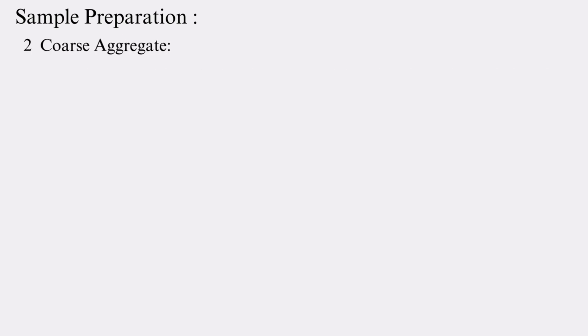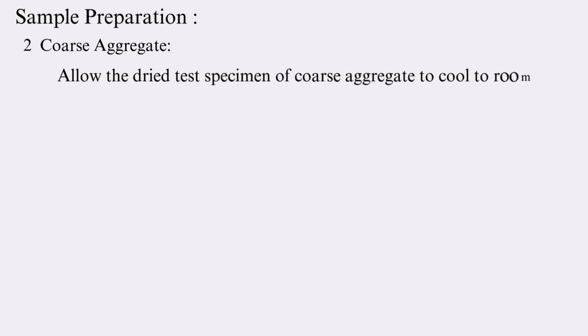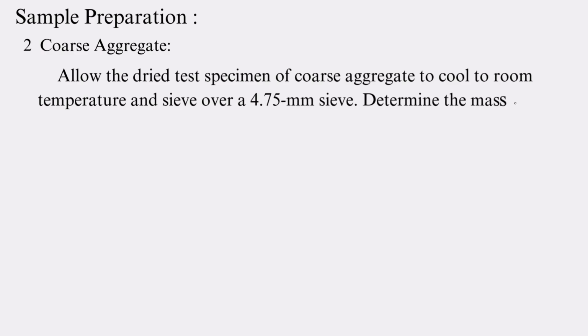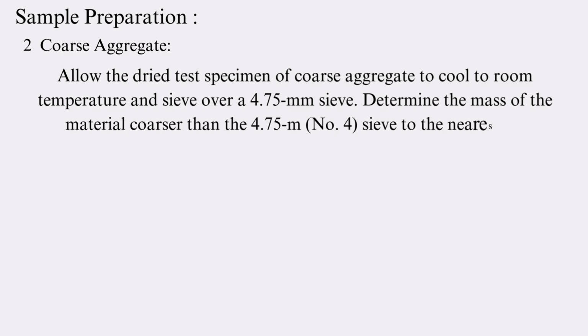2. Coarse aggregate. Allow the dried test specimen of coarse aggregate to cool to room temperature and sieve over a 4.75 mm sieve. Determine the mass of the material coarser than the 4.75 mm, number 4, sieve to the nearest 1 gram.